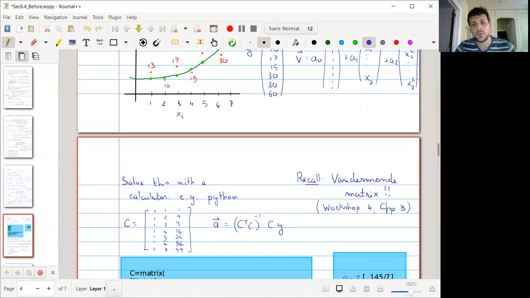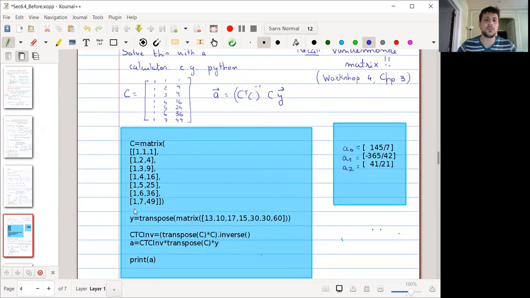And then again, as before, the optimal vector A will be given by (CᵀC) inverse times CᵀY. Now this time, this computation is a little longer, so I solved it using a computer program. I think it was Sage. I defined the matrix like this, and the vector y. Then I just did one simple computation. Here I computed (CᵀC) inverse, and then I inputted the formula for this vector A.